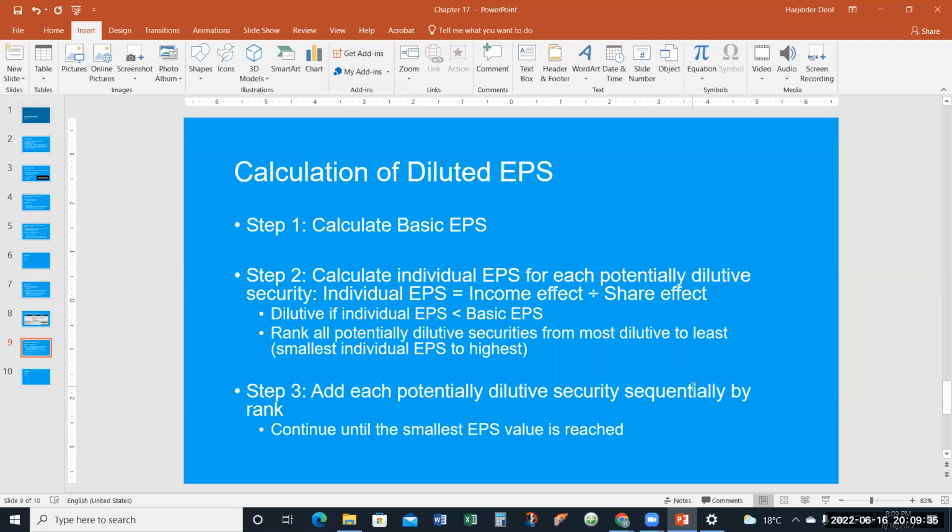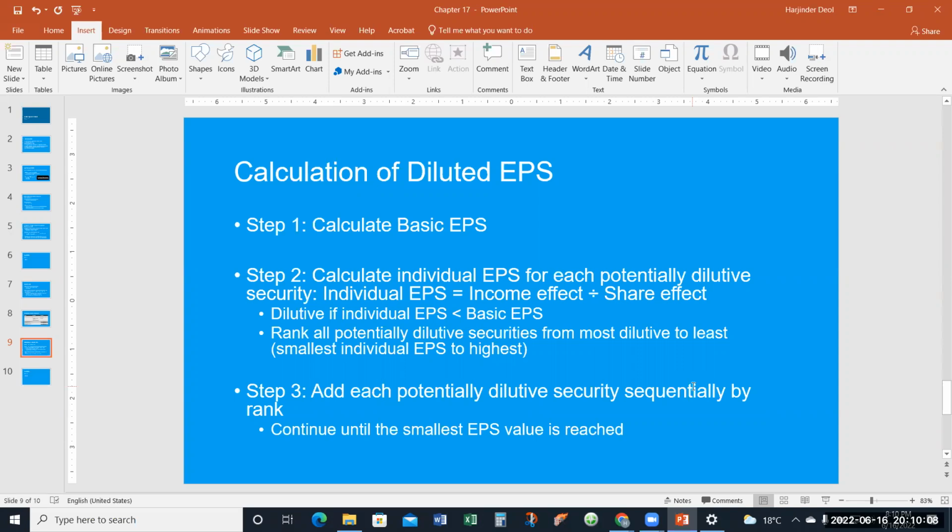If the basic EPS is a loss, you know there is no other possibility of dilution. If the EPS is a loss to begin with, that is the diluted EPS. I can write an exam question where the basic EPS ends up being a loss. Then you don't have to worry about looking at anything else. I could still say, regardless of your basic EPS, still calculate the individual EPS, just to make sure everybody does it and you get marks for it.